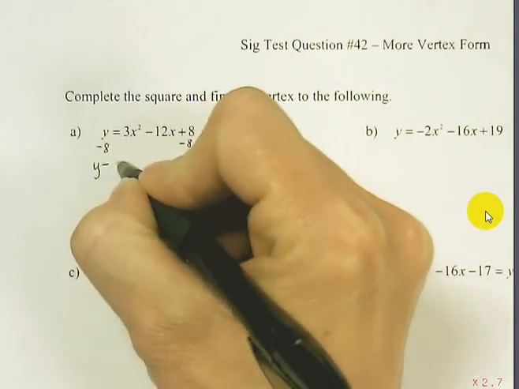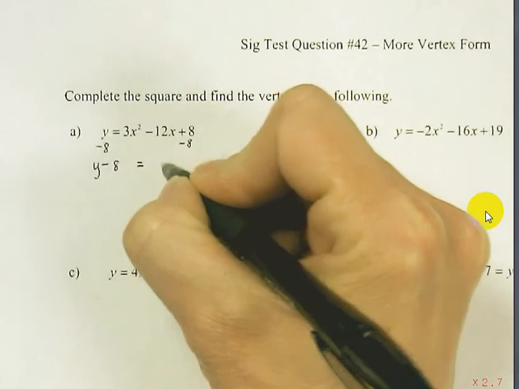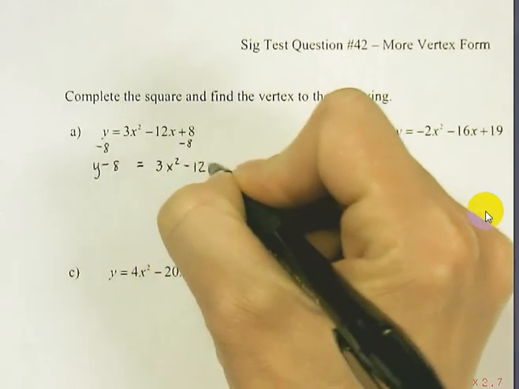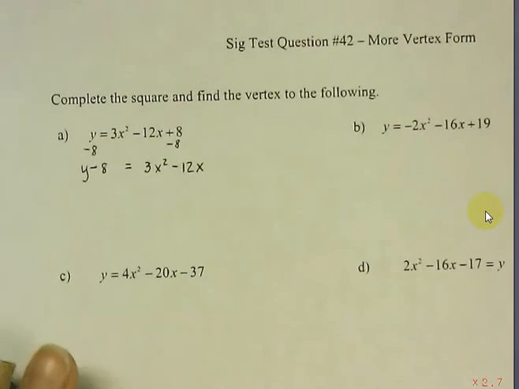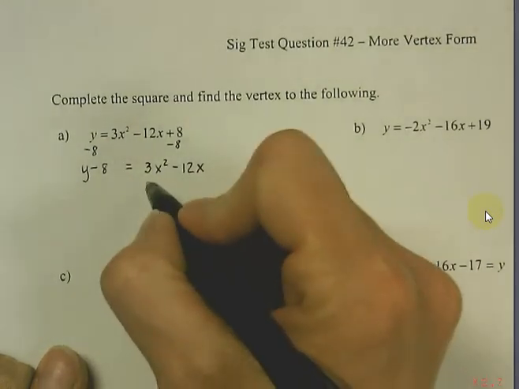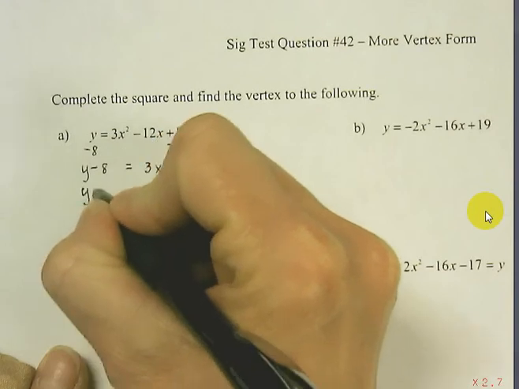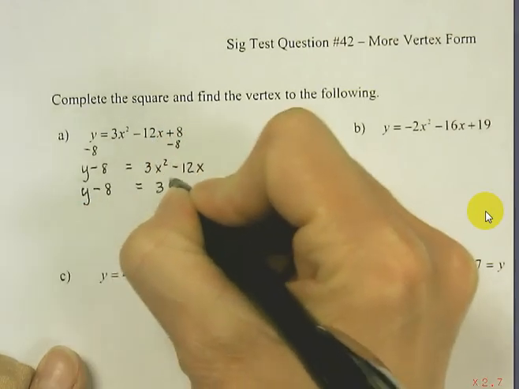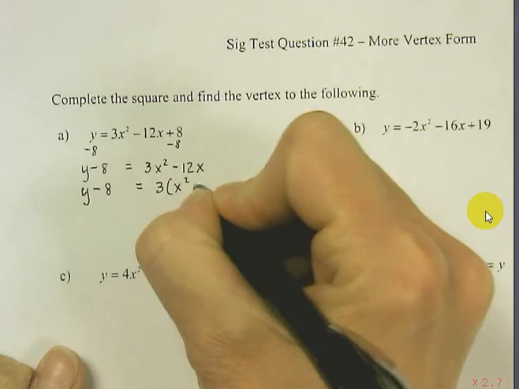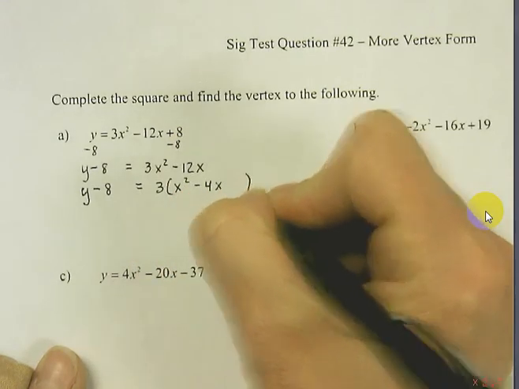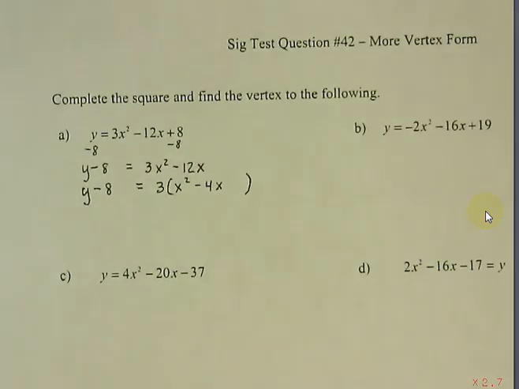All right, y minus 8 equals 3x squared minus 12x. Then just on these two terms, take out your GCF. It has to be this a value. So we'll have y minus 8 equals 3 times x squared minus 4x. And I always like to leave a space here. And then you complete the square of what's inside the parentheses.